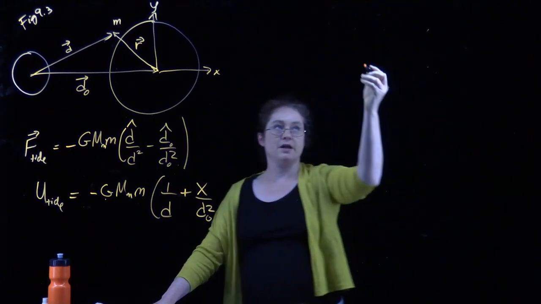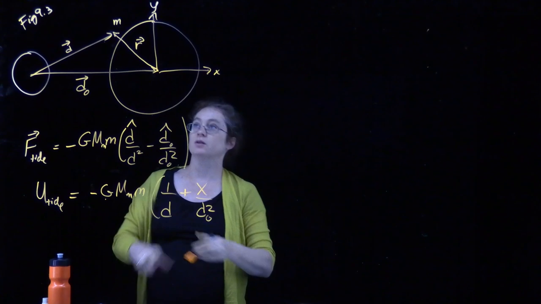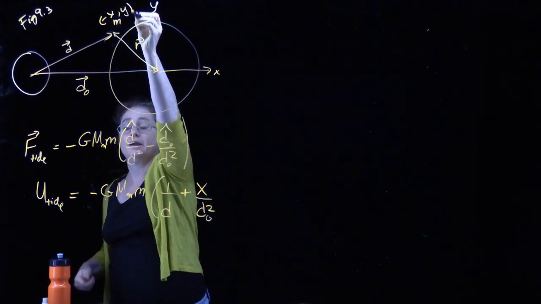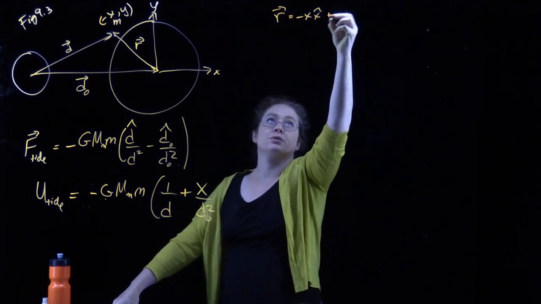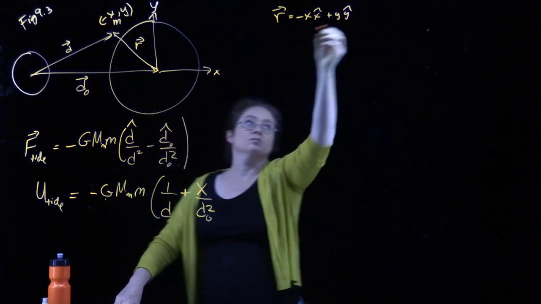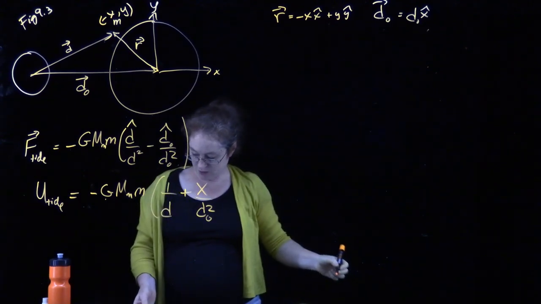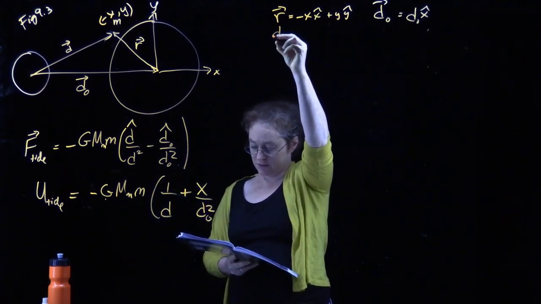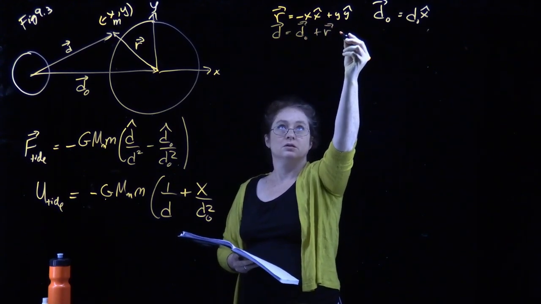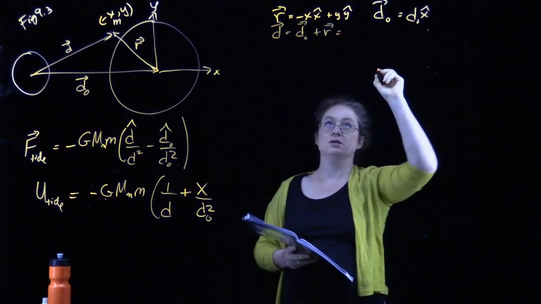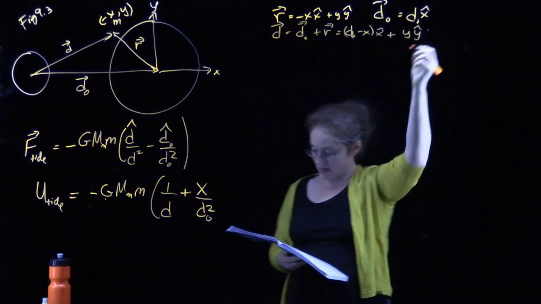Bear with me here. All right, so if we write these in terms of coordinates, and this is at negative x, y, so we can write our vector r equals negative x, x hat plus y, y hat. d naught equals d naught x hat. d equals d naught plus r, which is d naught minus x, x hat plus y, y hat.